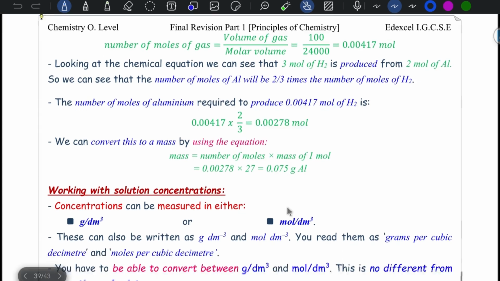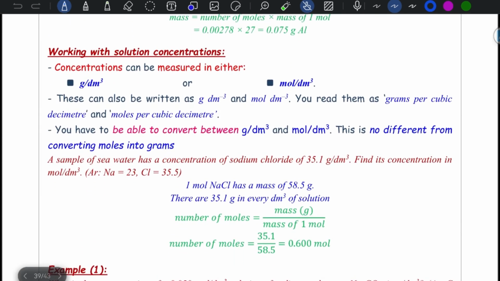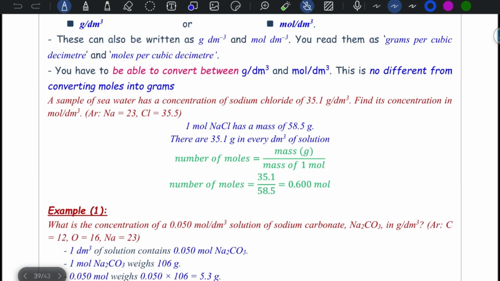Last part. I'm getting tired. Okay. Working with solution concentrations. When we talk about concentrations, it can be measured either in gram per cubic decimeter or mole per cubic decimeter. We can write it as gram decimeter power minus 3 or mole decimeter power minus 3. You will be able to convert from gram per cubic decimeter to mole per cubic decimeter as you convert from mole to gram and the reverse, dividing by Mr or multiplying by Mr.